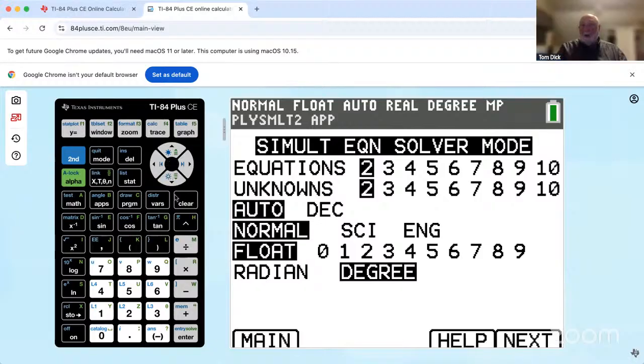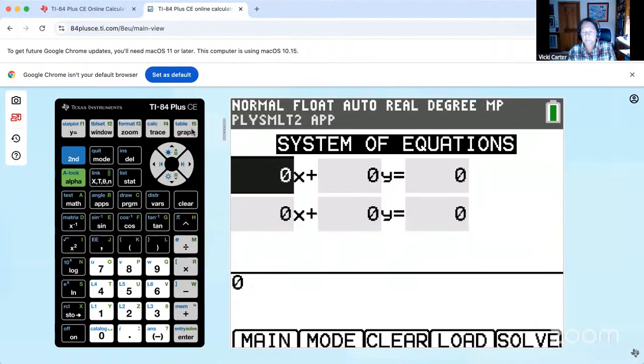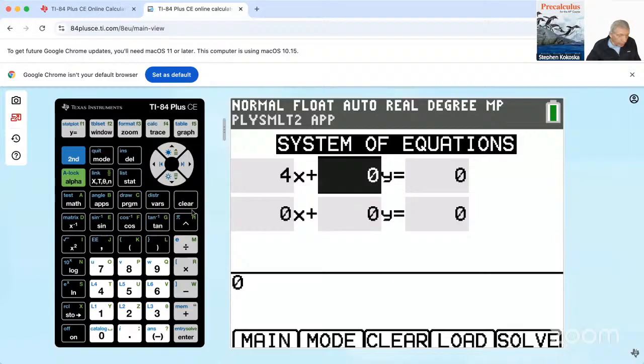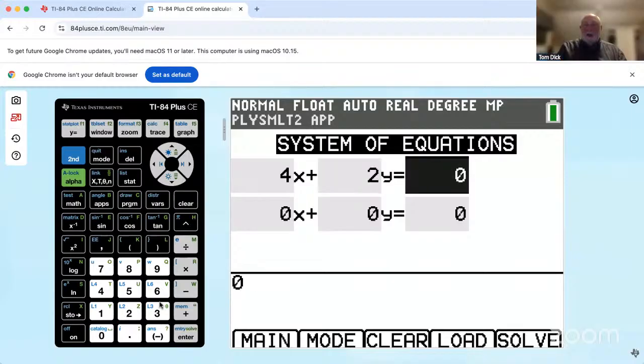With float will work, right? Yes, it should. Radian or degree doesn't matter. Okay, so I'll just hit next. Now we have to fill in those coefficients. So Steve, help us here because I don't have it in front of me. 4x plus 2b, so 2y. Sorry, Tom. That's all right. So we're using X and Y in place of A and B. Right, and that's equal to 5.